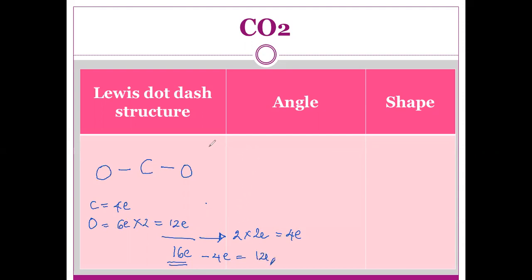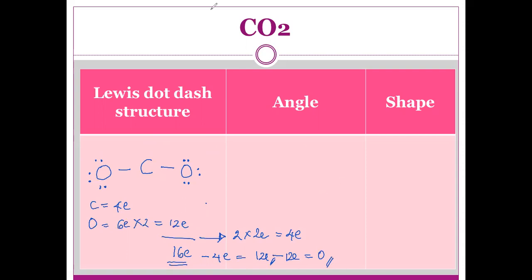The next step is to distribute the electrons to the highest electronegativity atom, not the electropositive atom. Here carbon is the electropositive atom. Yes, oxygen has the highest electronegativity, so I am providing the lone pairs to the oxygen. 6 into 12, so 12 minus 12 electrons is 0. This part is completed.